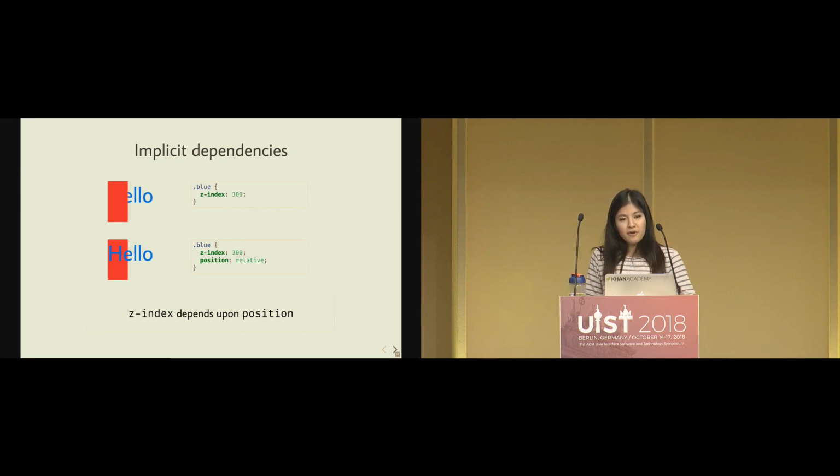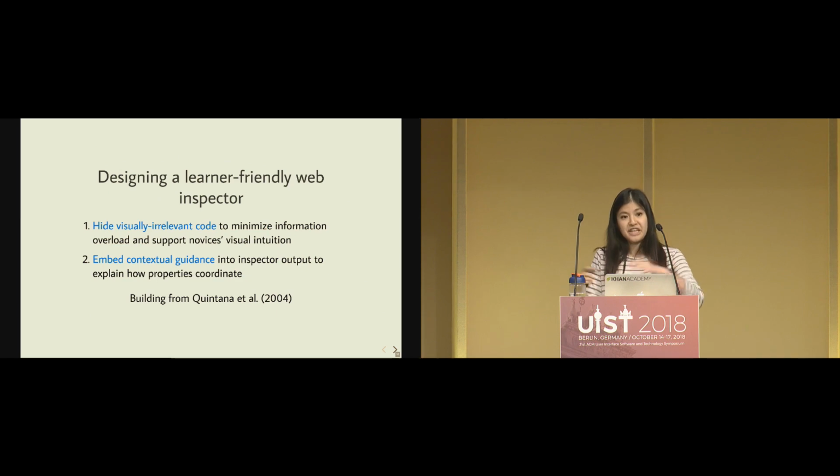And so from both of these examples, we can see that there's a gap between the intuitive and heavily visual way that novices try to reason about examples and how developer tools are currently designed. Based on this, we developed 2 design principles for learner-friendly web inspection tools. The first is that we should hide visually irrelevant code, which both minimizes the amount of information we're overloading people with, as well as supports people in reasoning visually about what the code they're seeing is.